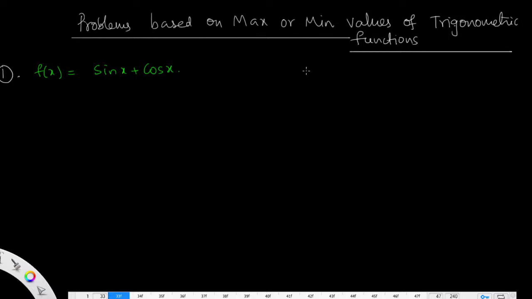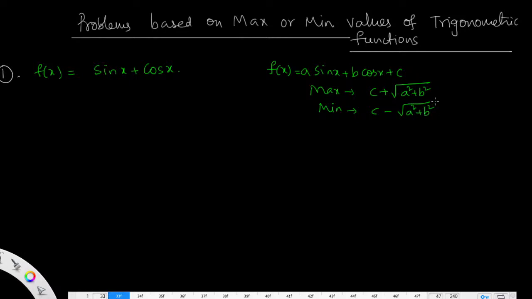Now the problem is in the form of a sin x plus b cos x plus c. Let the function be f of x, this belongs to type 3. Already we know that the maximum value is c plus root of a square plus b square, and the minimum value is nothing but c minus root of a square plus b square.